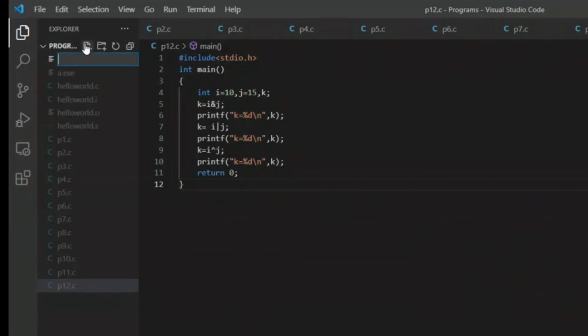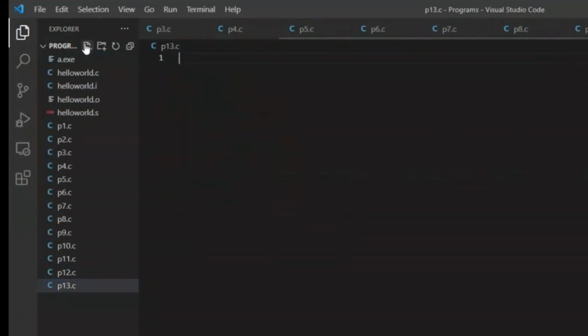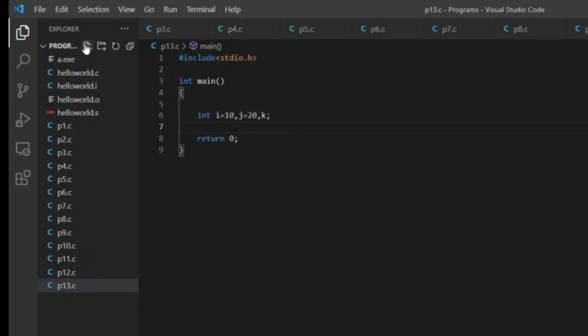I will go here and write one code. So int i is equal to 10, j is equal to 20, and printf of i is percent d, j is percent d. And what are my values of i and j? I will not print k here. Suppose I do here k is equal to i less than j. If this condition is true, at that time I have to store 100 inside k. If this condition becomes false, at that time I have to store 200.